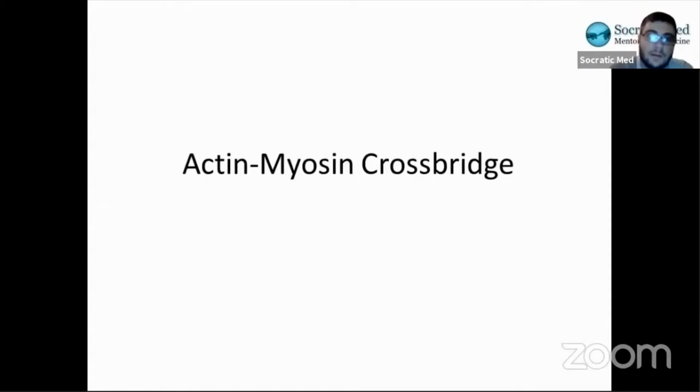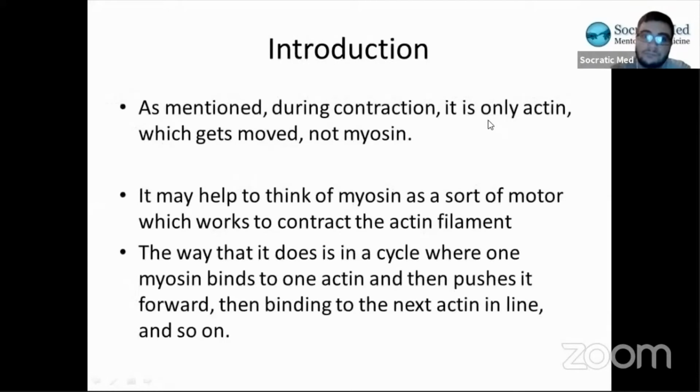Okay. So we talked about the actual sarcomere. Now let's talk about the actual contraction. How does something contract? How do muscles contract? And that's by the actin-myosin crossbridge. So as we mentioned, during contraction, it is only actin which gets moved, not myosin.